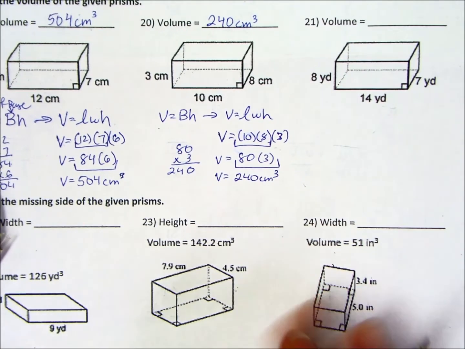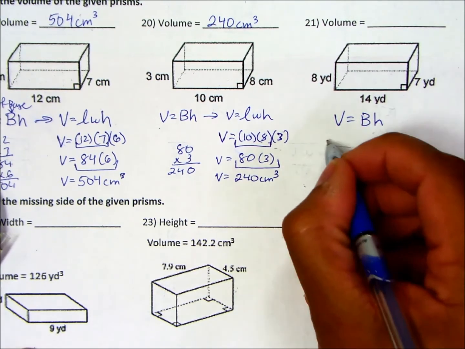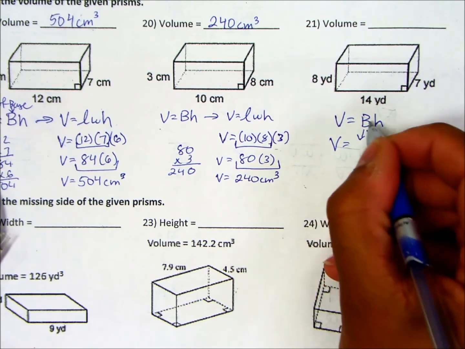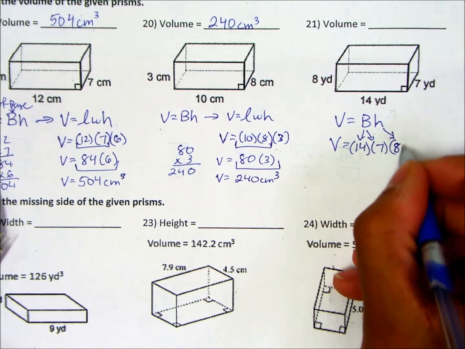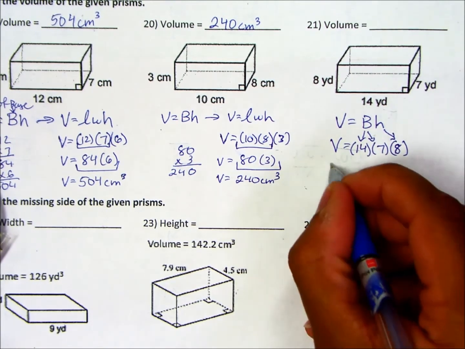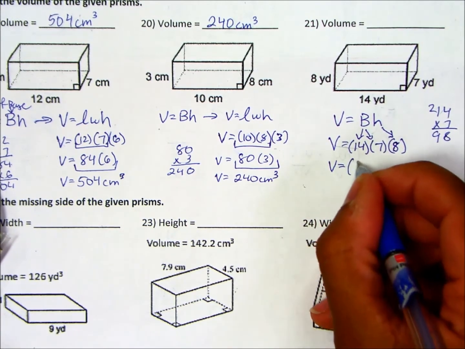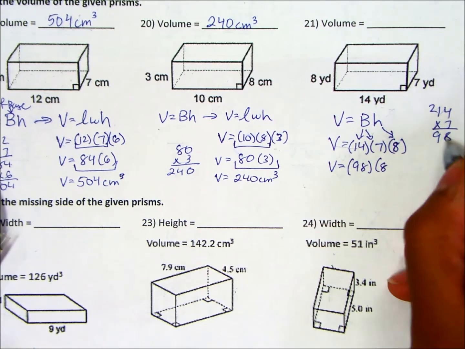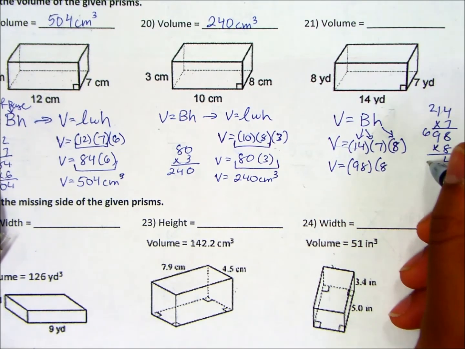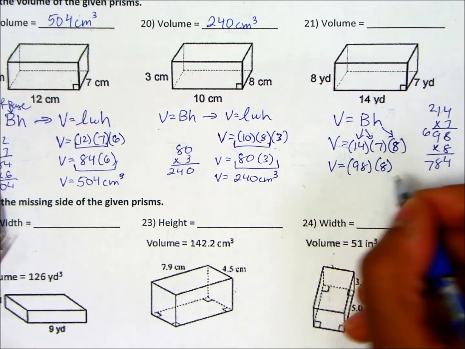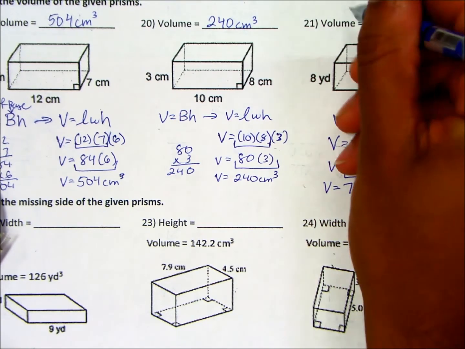Number 21. The volume, again, length times width times height. So volume equals area of the base times height. Well, in this case, my area of the base is 14 times 7. And my height, I know, is 8. 14 times 7 is 98. And that times 8 is 784 yards cubed.